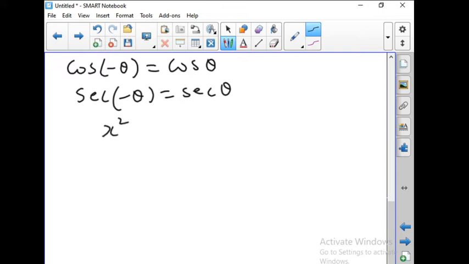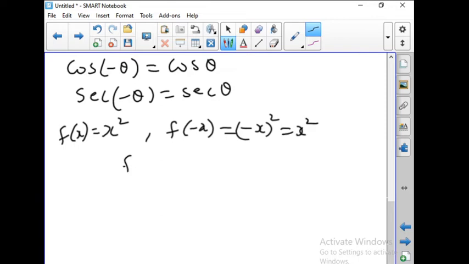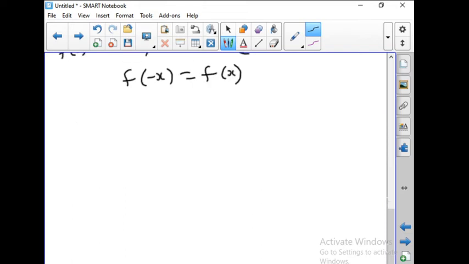What about x square? f of x is equal to x square. What is f of minus x? f of minus x is equal to minus x the whole square, which gives us x square. So f of minus x is equal to f of x. Therefore, it is an even function. So, when do you say it is an odd function?